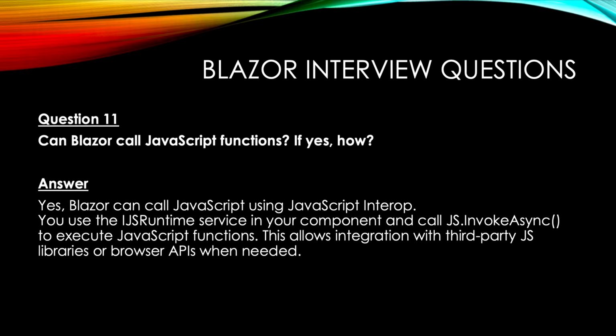Question number 11. Can Blazor call JavaScript functions? If yes, how? Yes, Blazor can call JavaScript functions using JavaScript interop. You use the IJSRuntime service in your component and then call JS.InvokeAsync to execute JavaScript functions. This allows integration with third-party JavaScript libraries or browser APIs when needed.